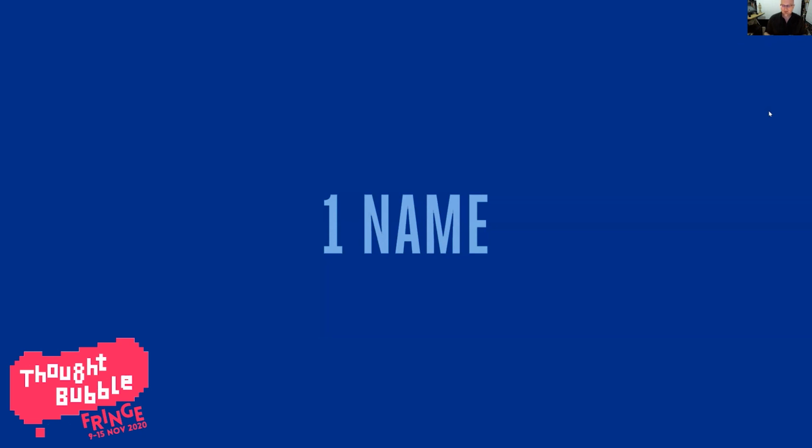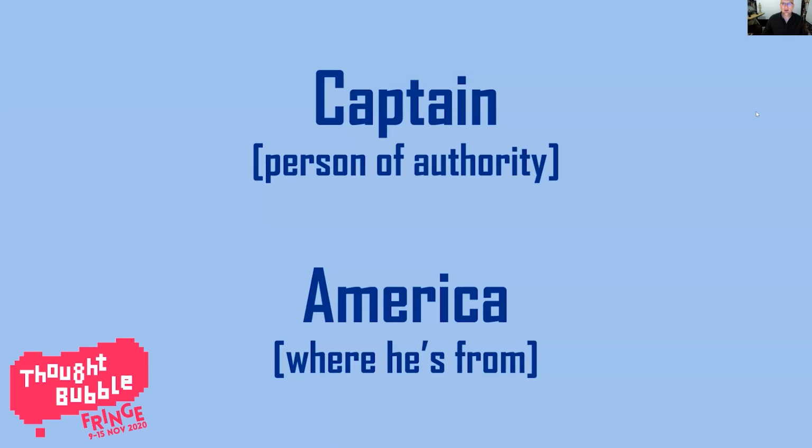So with that regard, the first character that I'm going to show as an example is one that I did not design, but hopefully you'll be very familiar with, and that's Captain America. Captain America, just the name itself conjures up so much. Captain, a person of authority, and America, where he's from. It's a quick identifier to show the location of where this hero comes from. And I'd say it's very, very effective.